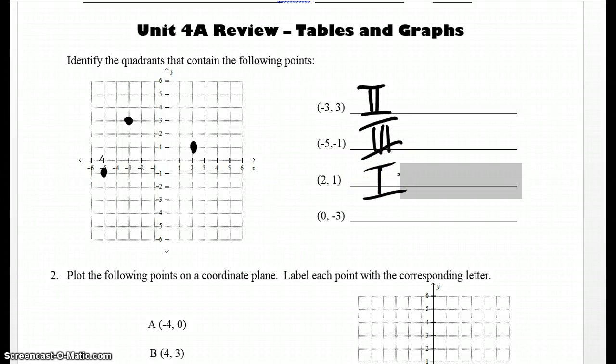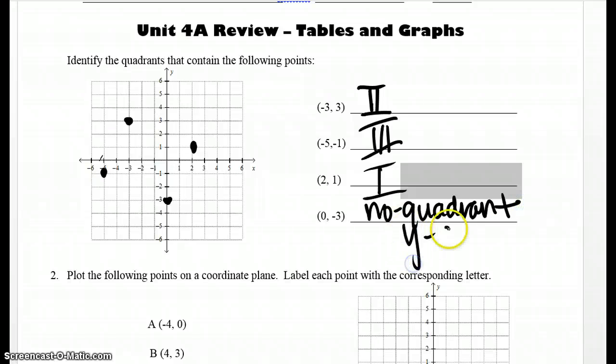And lastly, number 4, 0, -3. I go to 0, down 3, and this is no quadrant. And remember, I need to write y. It's not in a quadrant, and it's because it's on the y-axis.